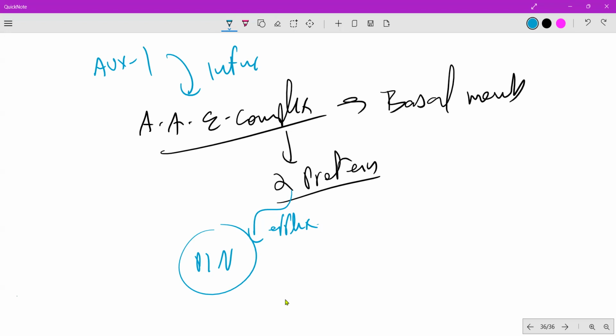Any confusion? Now, I am saying two proteins. So one of these proteins is spin proteins, and the second protein, which is part of this complex, is called as PGP. We call them as PGPs. That is P glycoproteins.